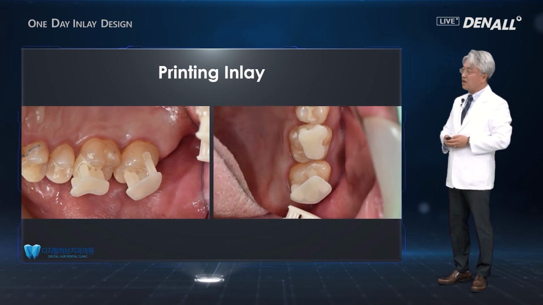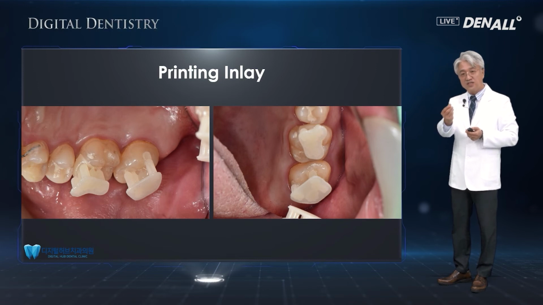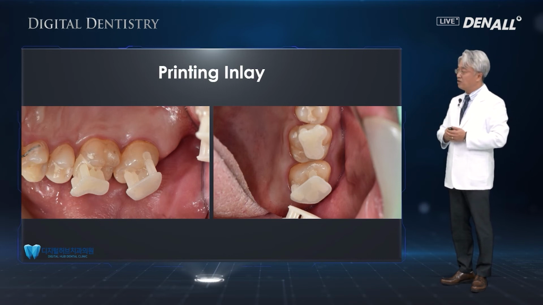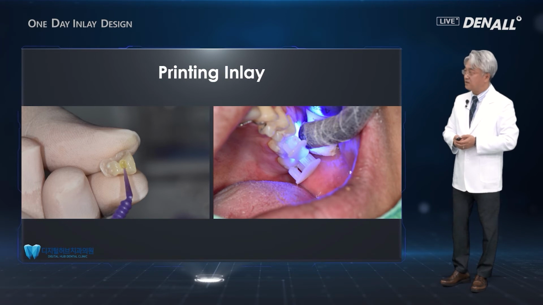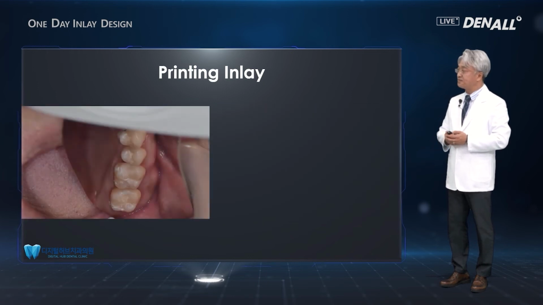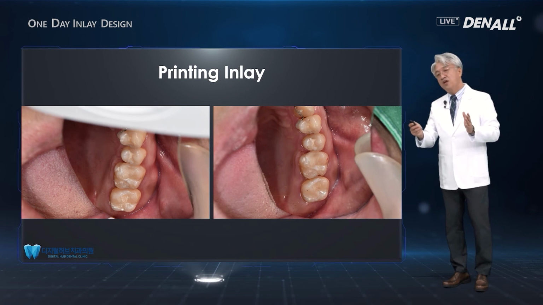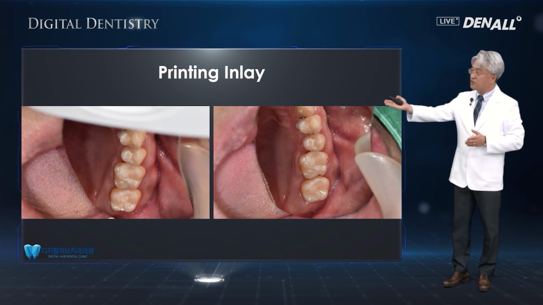So this is the margin fit, and for printing you use support. I didn't remove the support, but just delivered it into the mouth as is, and used that as is for adaptation, and it was quite a good fit. And using resin bonding, the bonding was done, and using resin cement with the curing, it was set. Then removed support and excess resin, and occlusion was adjusted.